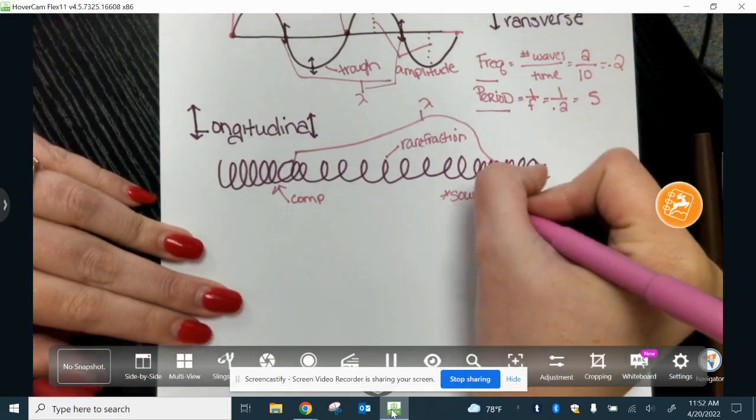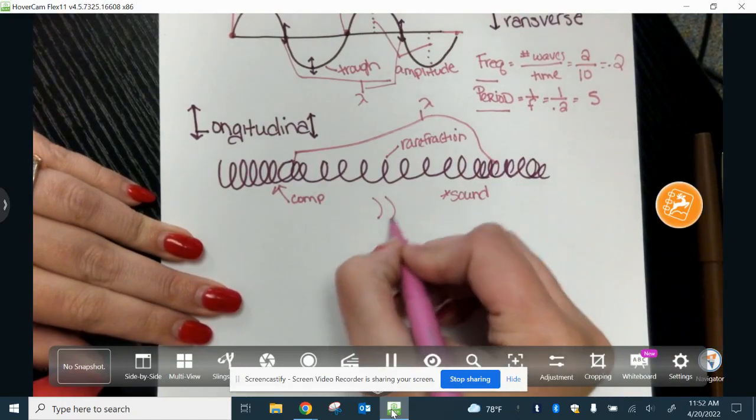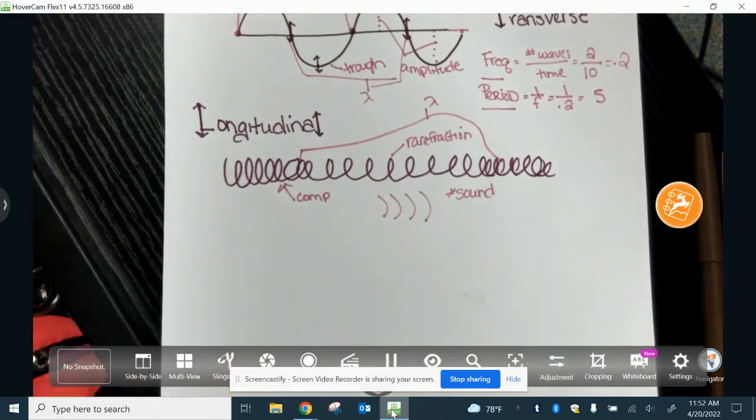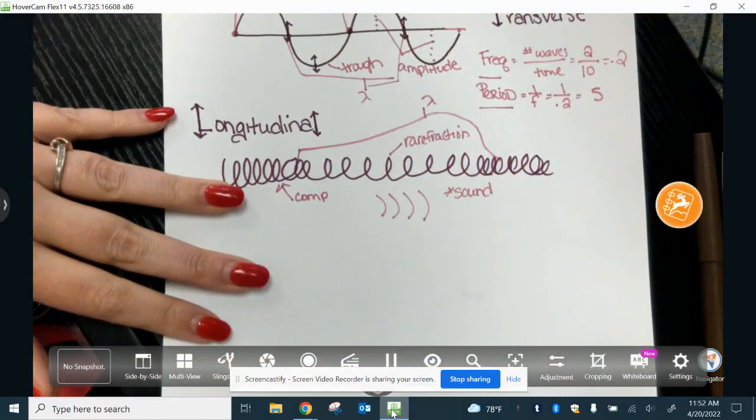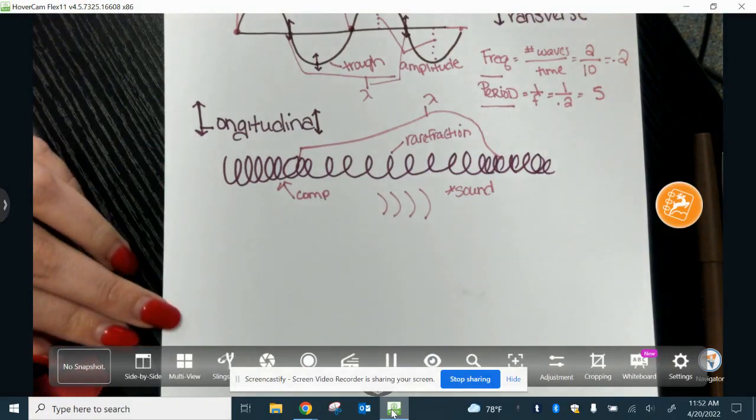Sound is a longitudinal wave, which is why sometimes when we draw it, we see it like this. You can see how that could be a very similar type of thing.